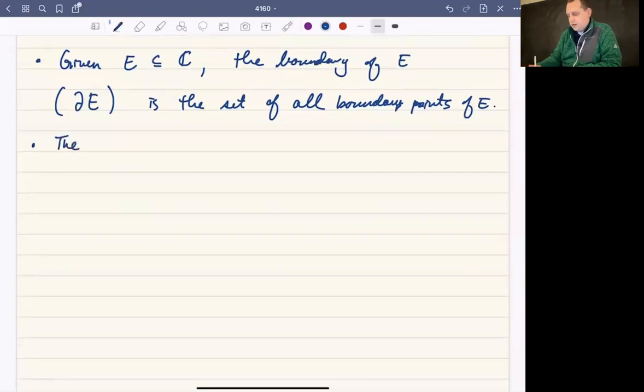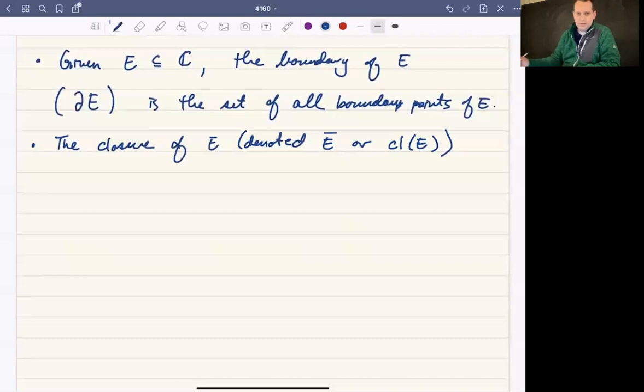The closure of E, which is going to be denoted either with a bar or CL of E for closure of E. So the closure of E is E union its boundary. Okay, so the idea is that you take the set E and then you add to it any of the boundary points that are missing. And then that set altogether is called the closure of E.